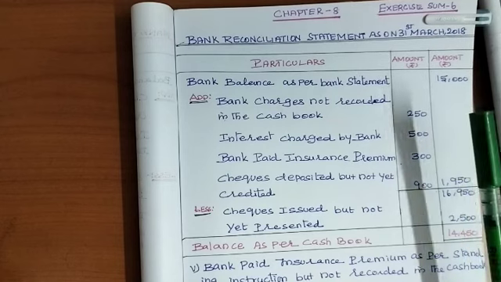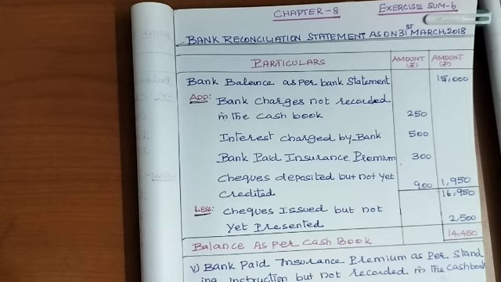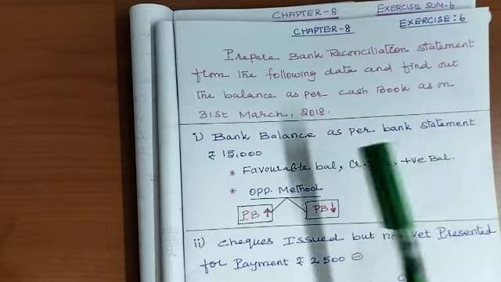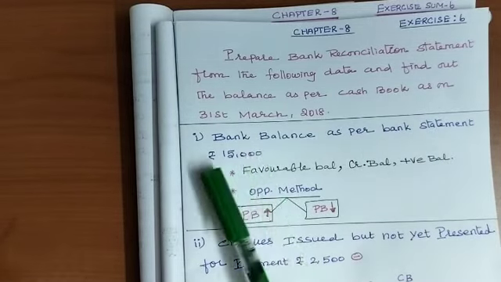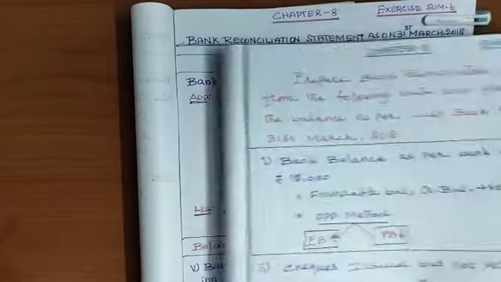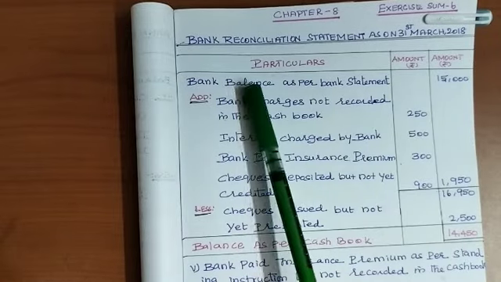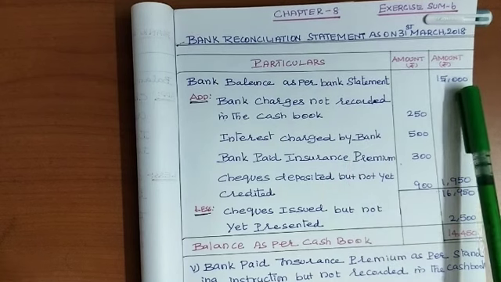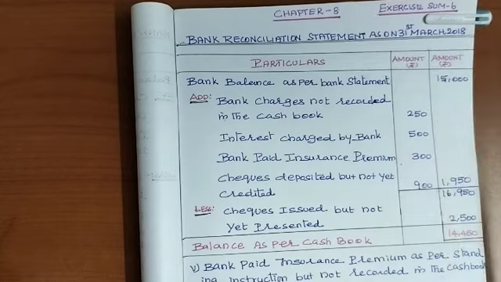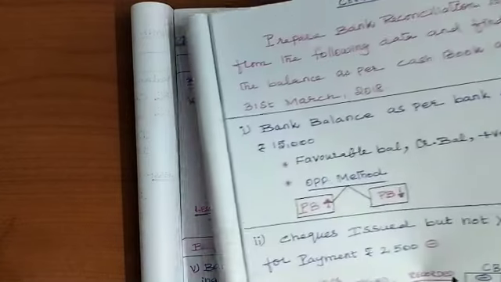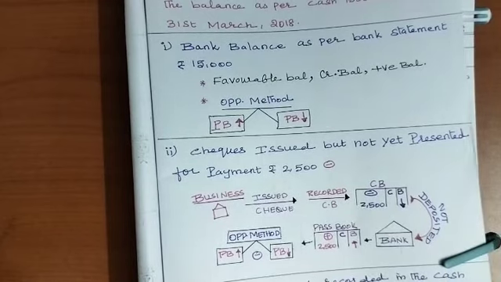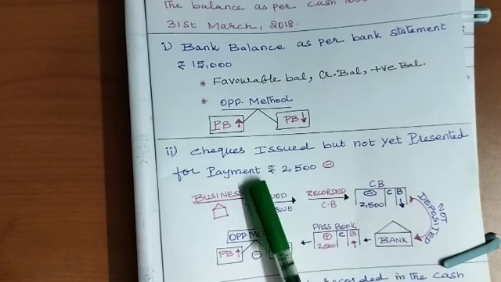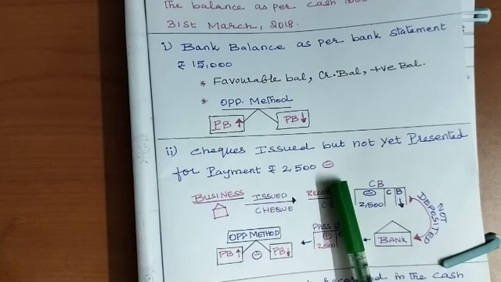Okay, and you need to write the balance as per the question. The question gives the balance as per the bank statement, rupees 15,000. So you write balance as per the bank statement, 15,000 rupees, entered in the outer amount column. We entered it. Then the next transaction is checks issued but not yet presented for payment, 2,500 rupees.